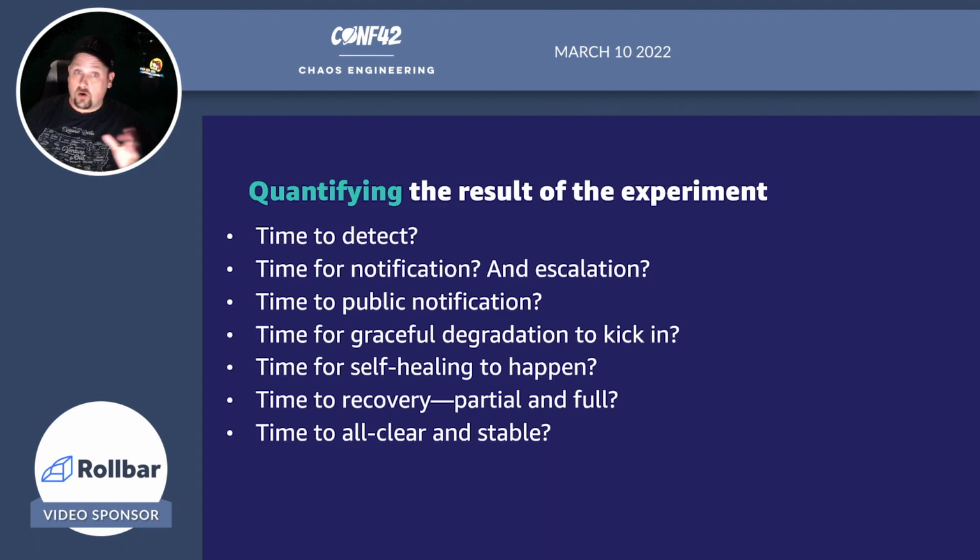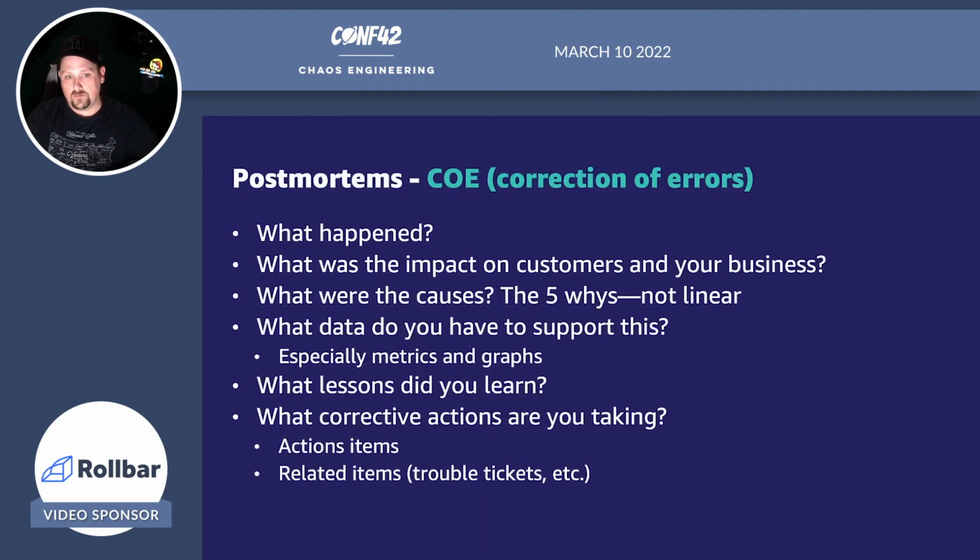And is it a partial or full auto recovery, or how long does it take to really get back to that steady state? That's going to be one of the key quantifiable results of the experiment and what you're going to be looking for. You also want to do reviews of the incidents. So having a blameless culture is something that really needs to be in place for this to work.